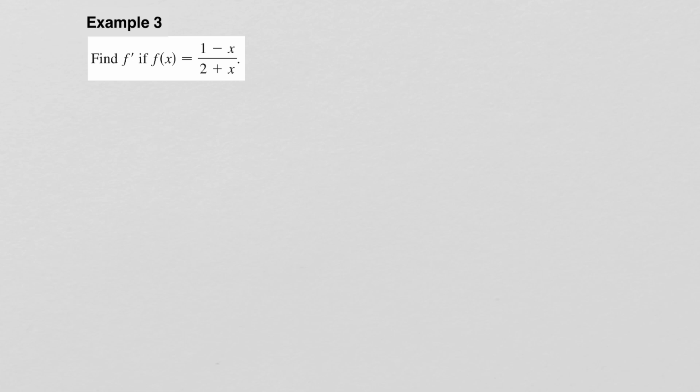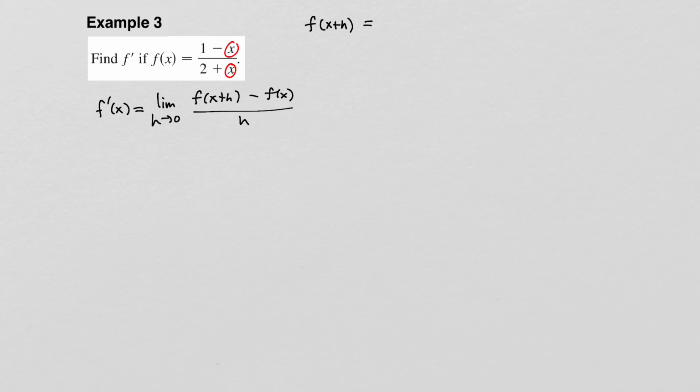And one more example, finding a derivative using the definition of a derivative. So here we have the function f of x is 1 minus x over 2 plus x. So once again, let's remember that f prime of x is the limit as h goes to 0 of f of x plus h minus f of x divided by h. And so we need to know what is f of x plus h. Well, again, what you're doing is simply replacing x with x plus h. So in the numerator, you get 1 minus the quantity x plus h. And in the denominator, 2 plus the quantity x plus h.